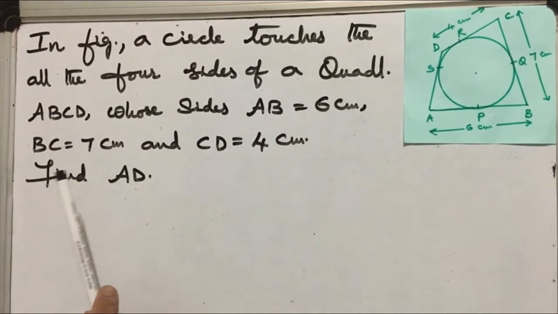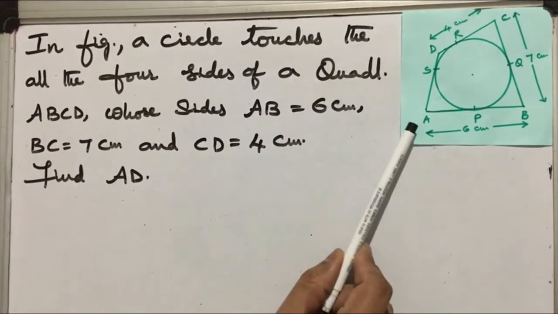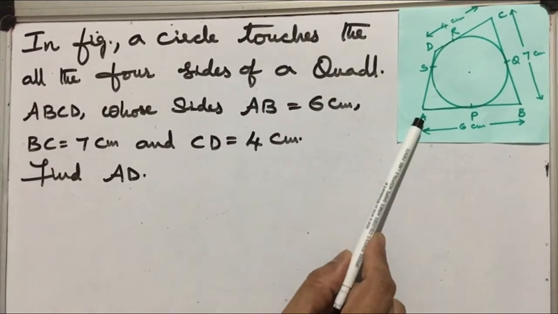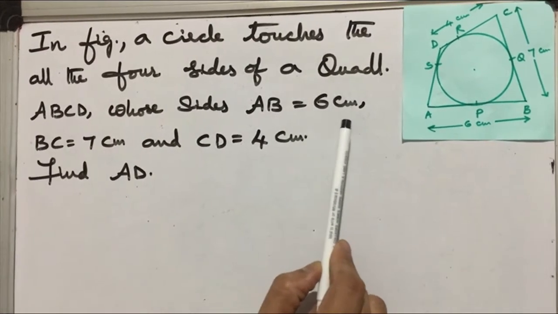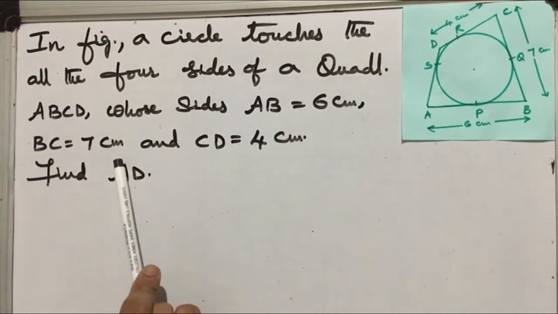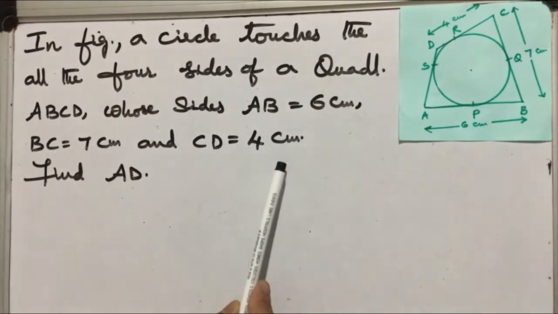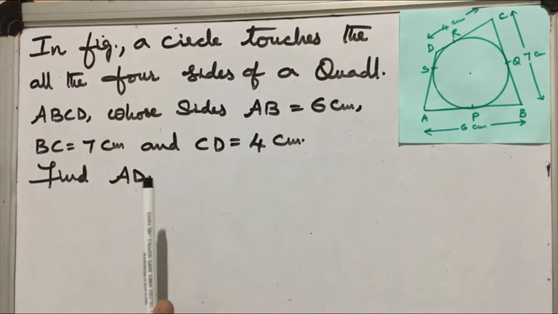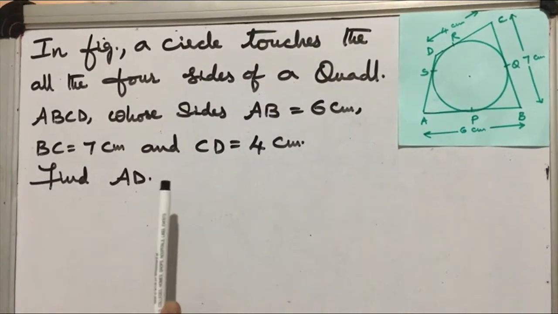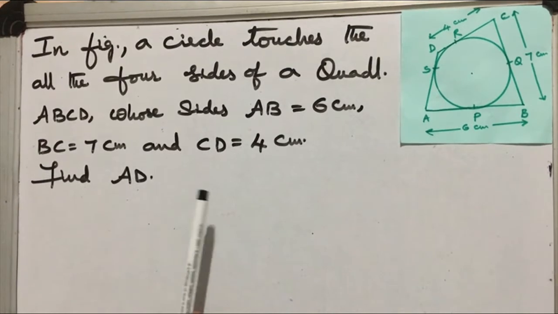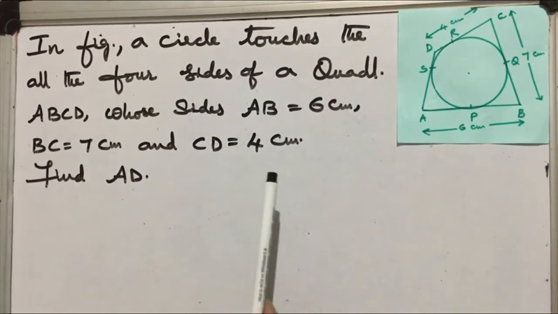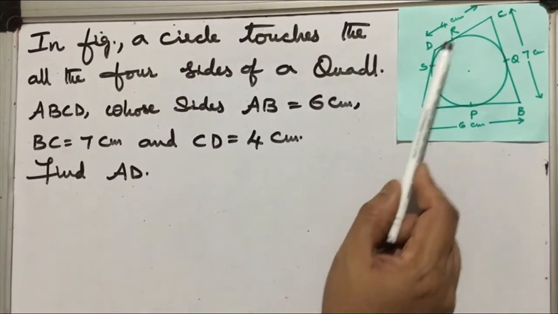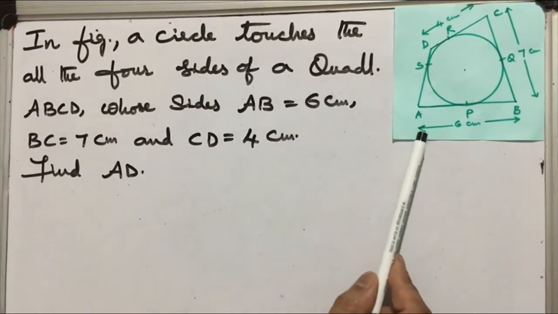In this problem it is given that in the particular figure a circle touches all the four sides of a quadrilateral ABCD whose sides are AB equal to 6 centimeters, BC equal to 7 centimeters and CD equal to 4 centimeters. We have to find the side AD. Before finding the side AD, let us prove one of the important results which we use in this problem. In the figure it is very clear that AB is a tangent, BC is a tangent, CD is a tangent and DA is a tangent.